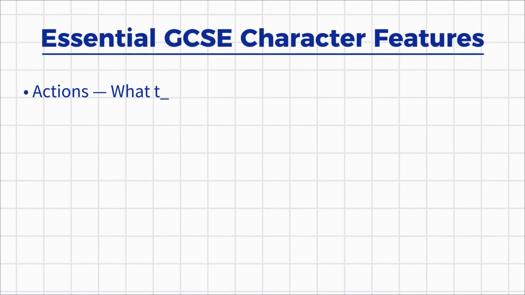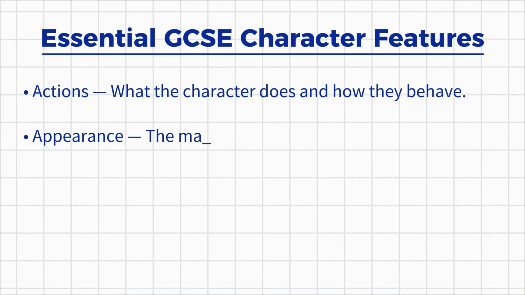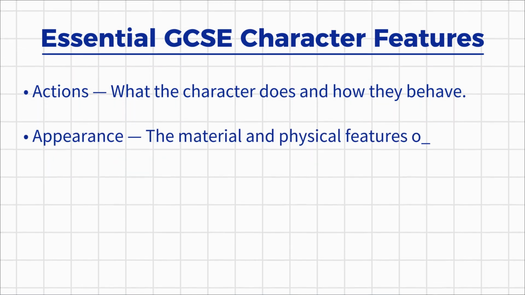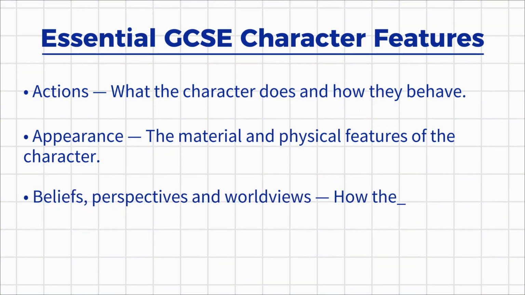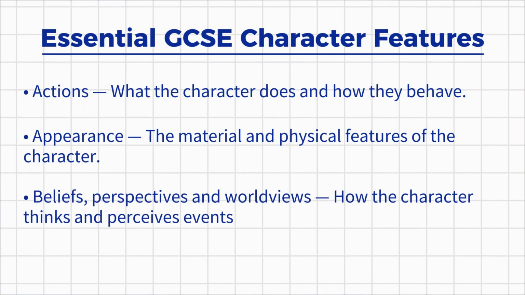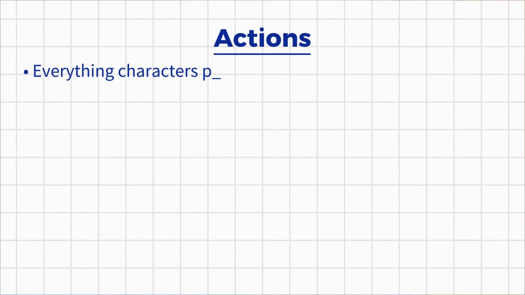And these essential features that we're going to look at today are as follows. We have actions, which is what the character does and how they behave. We have their appearance, which is the material and physical features of the character. And beliefs, perspectives, and worldviews, how your character thinks and perceives events. Now we're going to break each of them down and look at some famous examples of each. Let's do it.